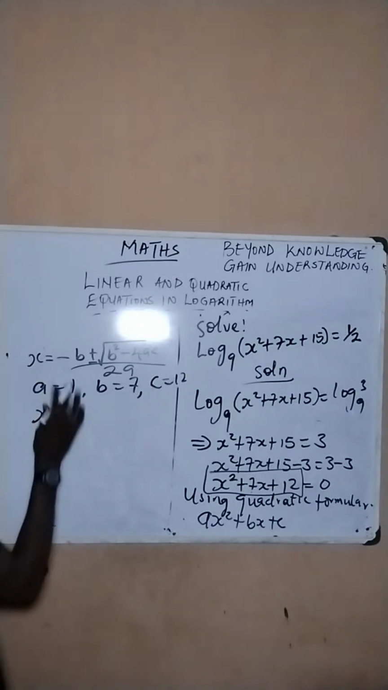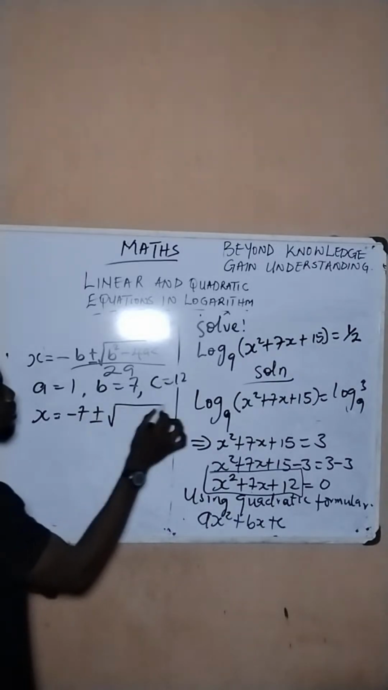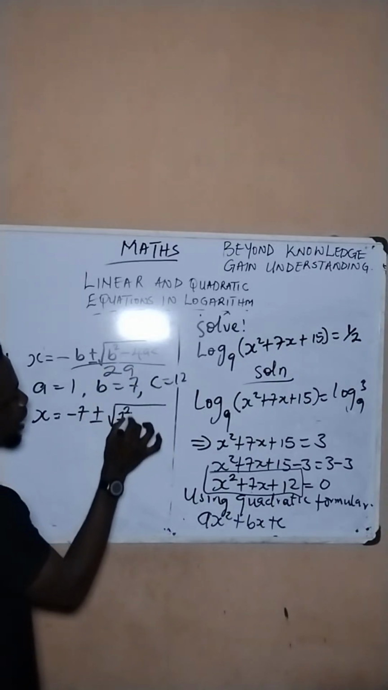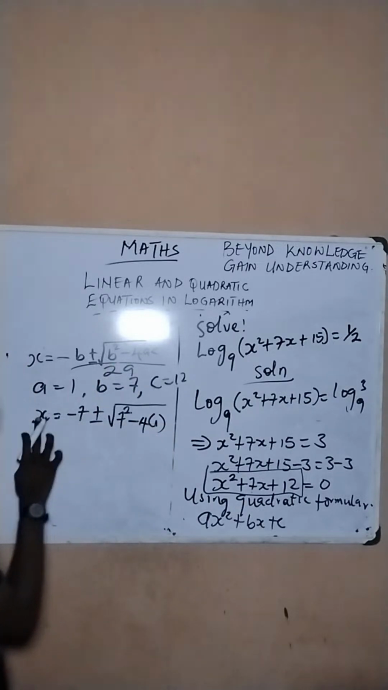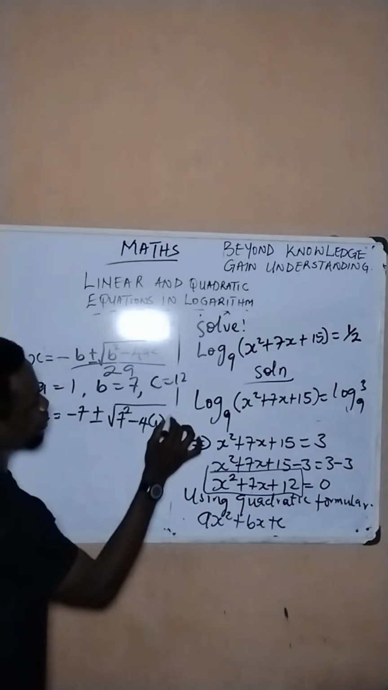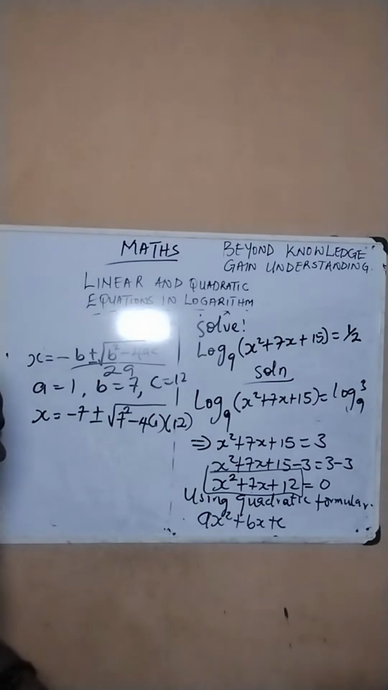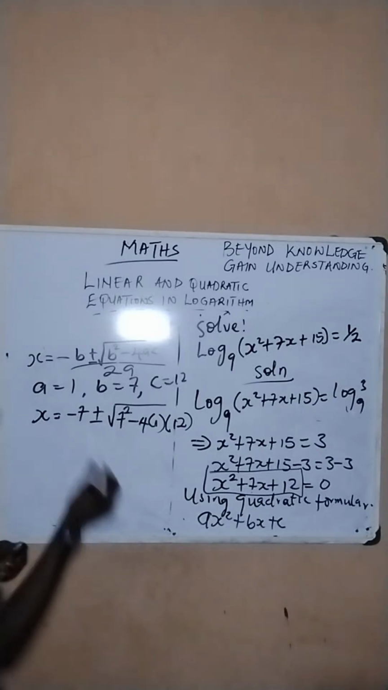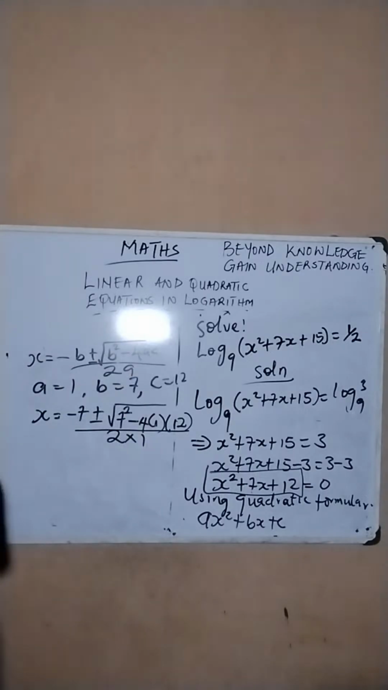So this is as x is equal to what? Negative 7 plus or minus square root of 7 squared minus 4 multiplied to 1. 1 is what? A, and then multiply to 12. That's what we have at this point. Then divided by what? 2 multiplied to 1. So I've done the substitution. Let us see substitution here.